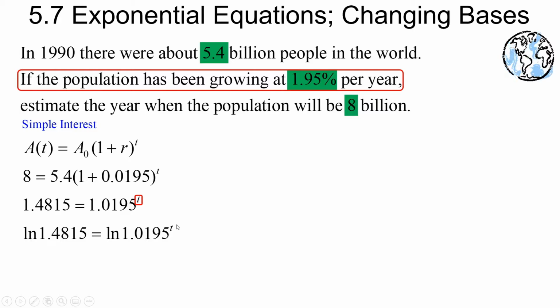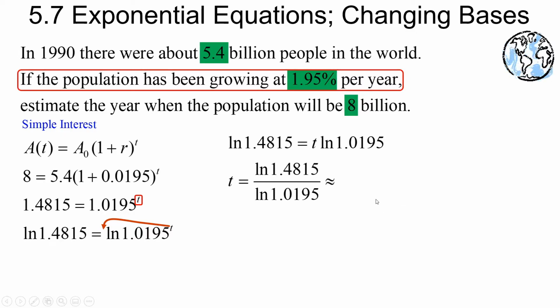Now, with our laws of logarithms, this exponent of t can come out as a coefficient. So we have the natural log of 1.4815 equals t times the natural log of 1.0195. Bring it out front just like that. And then t would be this natural log divided by the natural log on the right. So t is the natural log of 1.4815 divided by the natural log of 1.0195. Punch that out on your calculator very carefully.